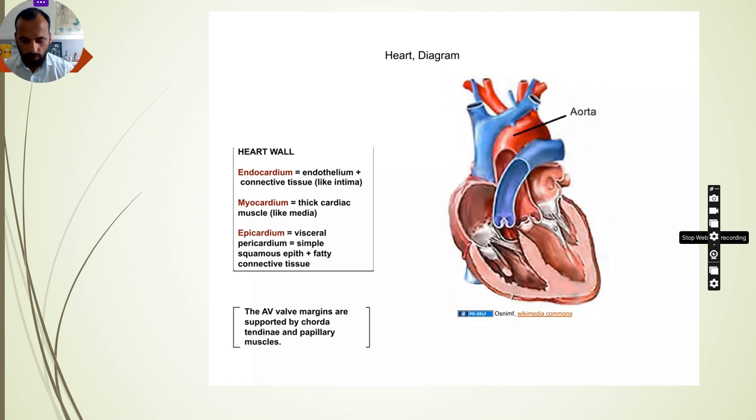If you see the histological picture of the heart, the heart has three linings: endocardium, myocardium, and epicardium. Endocardium is the innermost endothelial lining, like that of any type of blood vessel. Here also the internal lining of the heart is the endocardium, which is endothelium plus subendothelial connective tissue, like the tunica intima. Myocardium is the main part, that is the cardiac muscle. Then epicardium is the covering. You have the pericardium as the covering of the heart.